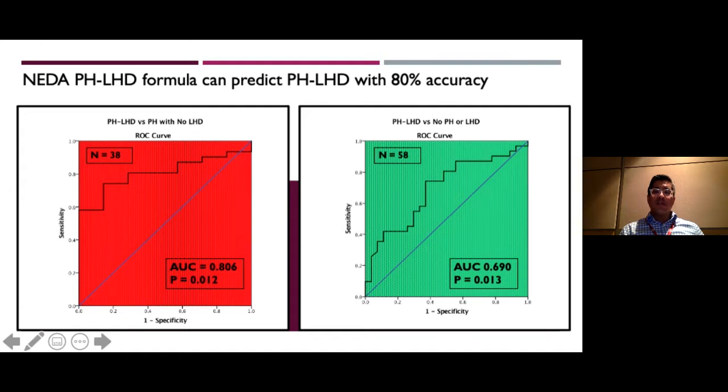When we applied our predictive formula to compare patients with pulmonary hypertension due to left heart disease with those with pulmonary hypertension not due to left heart disease using age and the 4 markers of diastolic function, the area under the ROC curve was 0.806. This suggests that our formula was 80% predictive of pulmonary hypertension due to left heart disease when compared to the gold standard of right heart catheterization. If we then applied our formula to compare patients with pulmonary hypertension due to left heart disease with those with no pulmonary hypertension or left heart disease, our model was 70% accurate in predicting pulmonary hypertension due to left heart disease.